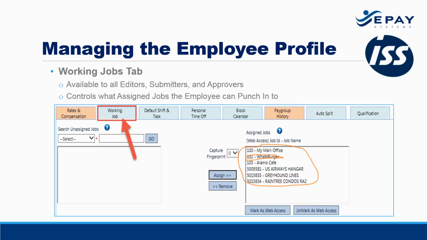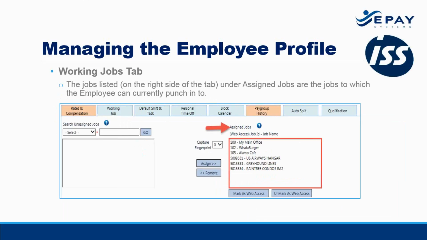So Working Jobs does a lot. It makes for the flexibility for that employee to work different jobs as needed. Now, more so, the jobs listed here on the right-hand side, like I said, are the assigned jobs. Like I said, to stress, those are the ones they can currently punch into.